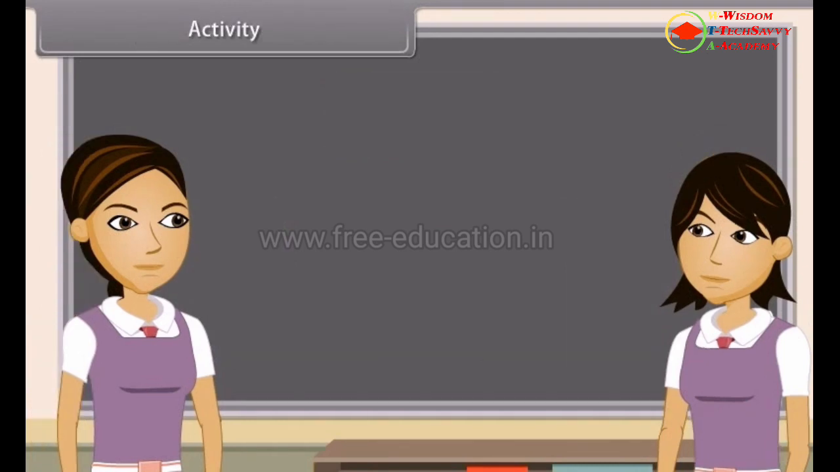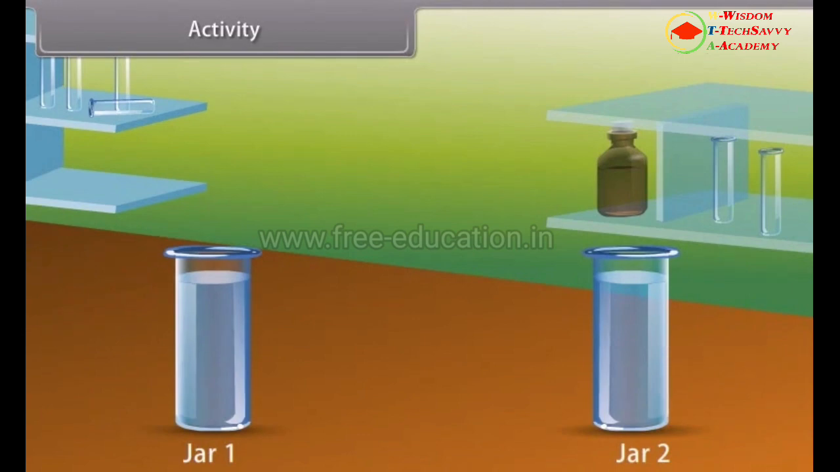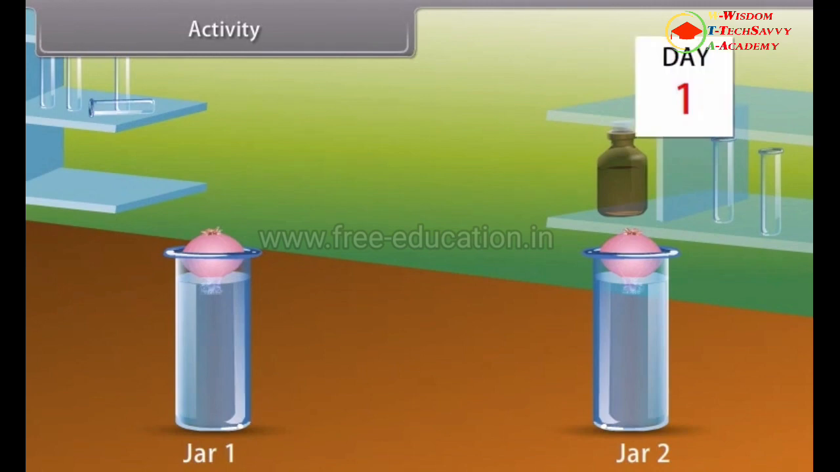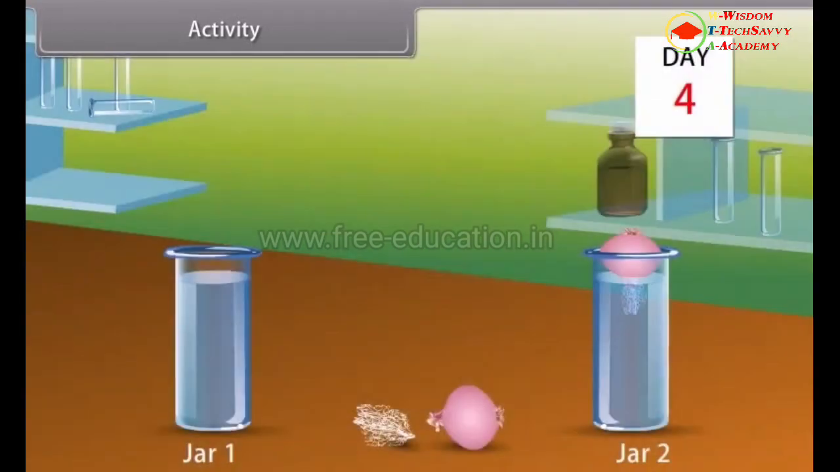Activity. We can prove where meristematic tissues are found by doing an activity. I will take a glass jar and Ankita, you will also take a similar glass jar filled with water. Then we will place a same-sized onion bulb on each jar for 3 days to observe the growth of roots. Yes, we will measure the length of roots on day 1, 2 and 3. Then on the 4th day, you will have to cut the roots of the onion bulb. Then again, place it on the jar. On the 5th day, we will again measure the root length.